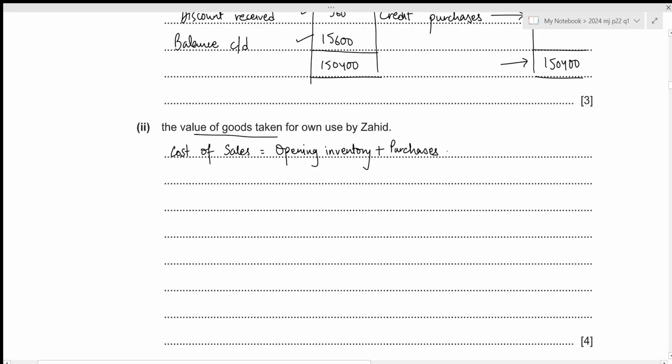We subtract the purchases returns, but in this case, we do not have any information regarding it, so we can skip it for now. Then we are to calculate the value of goods taken for own use. That will always be subtracted within cost of sales. So minus goods taken for own use. And we also subtract the closing inventory.